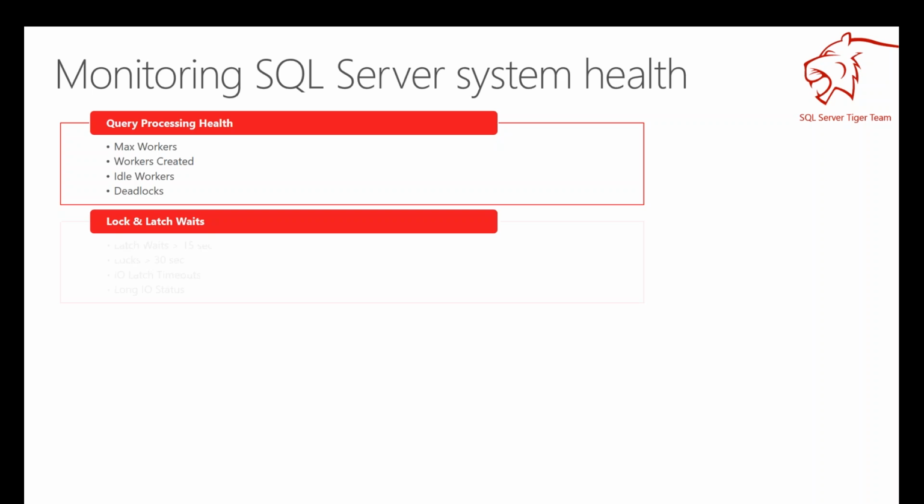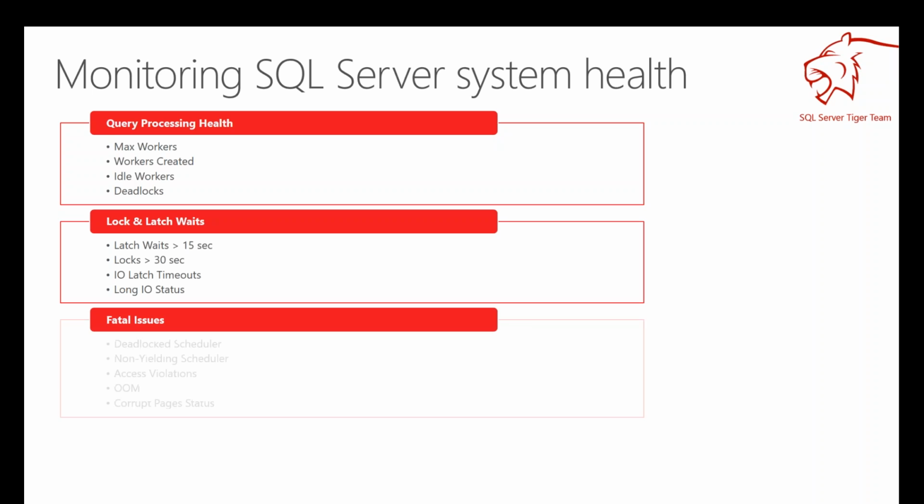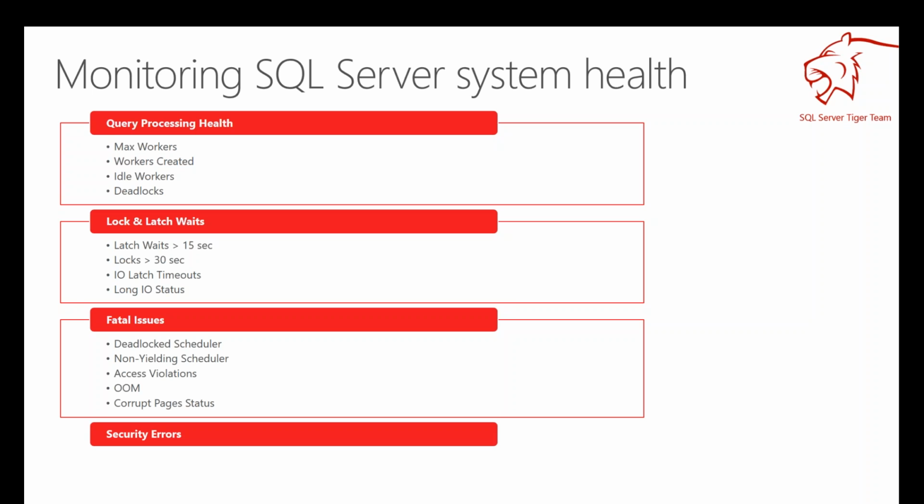Lock and latch waits: if there is a latch wait of more than 15 seconds, or locks held for more than 30 seconds, IO latch timeouts, and long IO status, they are all captured in the system health session. Fatal issues such as deadlocked schedulers, non-yielding schedulers, access violations, out of memory errors, and corrupt pages status are also captured. And if there are any security errors or login failures, you would also see them captured. So it's already available. The data is captured out of the box within SQL Server.